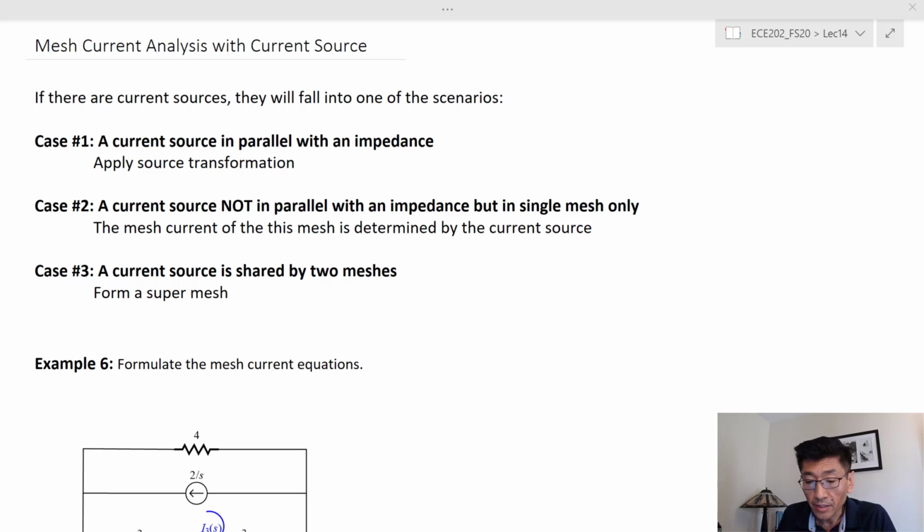Let's look at the cases with the current sources in the circuit. The main issue with the current source is that we're trying to write the KVL equation for the mesh current analysis, but you do not know the voltage across each current source. It could be anything, right? That's an unknown. So therefore, you cannot use that to solve the circuit. So we'll see how to deal with this.